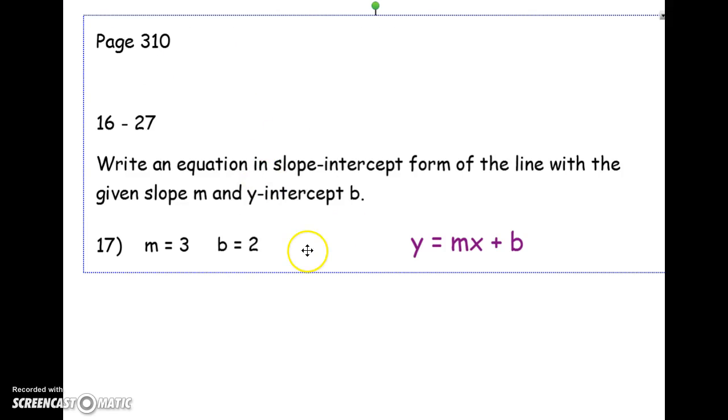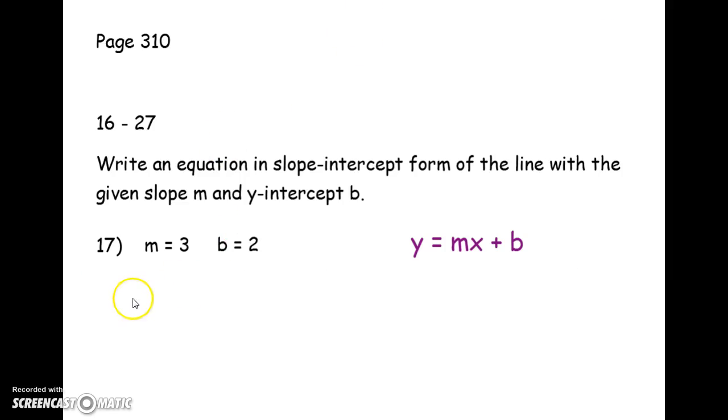Now 16 through 27, it says given some information, so the slope and that b value, so m and b, write an equation in y equals mx plus b form. All we have to do is keep our y is equal to, and replace the m with a 3, so I've got a 3x, and then plus a 2 here. That's all it is, just substituting the 3 for my m, b was 2, put in 2 for that. This is the equation in slope-intercept form that has a slope of 3 and a y-intercept of 2.